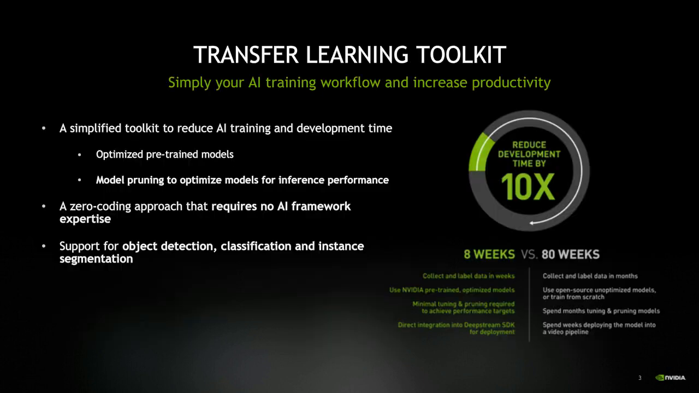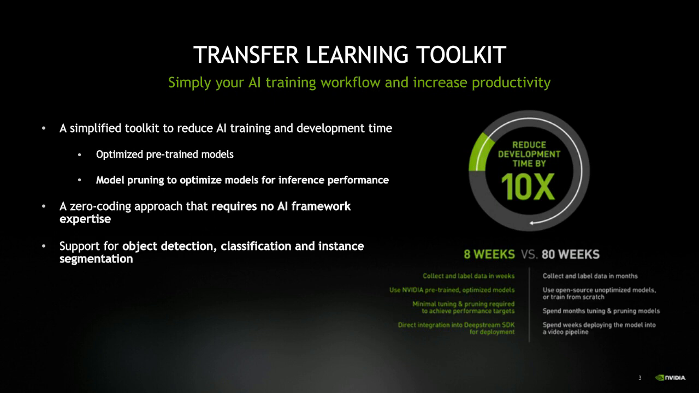To tackle the challenges mentioned in the previous slide, we have created Transfer Learning Toolkit. Transfer Learning Toolkit, or TLT, is a simplified AI training toolkit to reduce training time and reduce your total time to market. If you use our highly optimized pre-trained model, you can reduce your development time by up to 10x, from 80 weeks to 8 weeks.